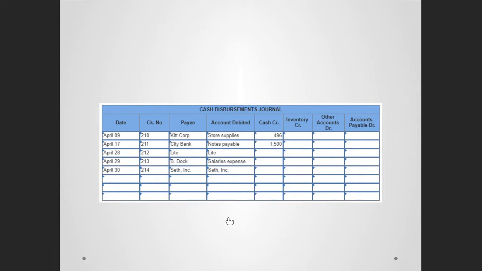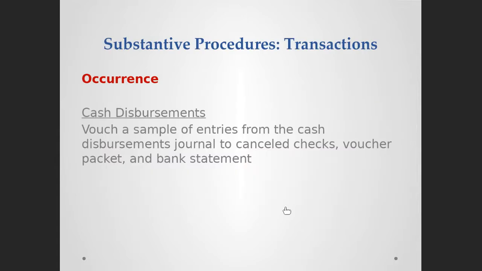Now you want to see that items recorded here actually happened. So they were actually paid. That's what you're concerned about. So you take a sample from here and you compare that with the first item, canceled checks. So if it was paid with a check, you will find a canceled check. What is a canceled check?